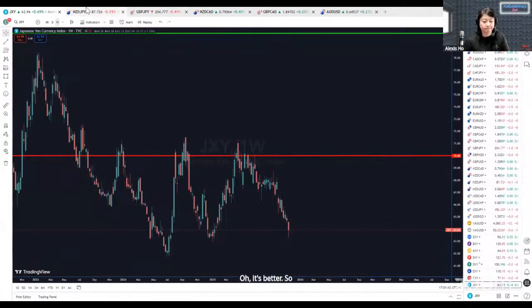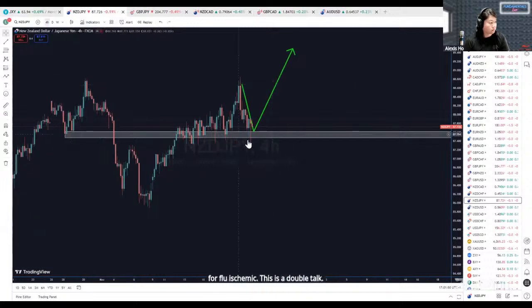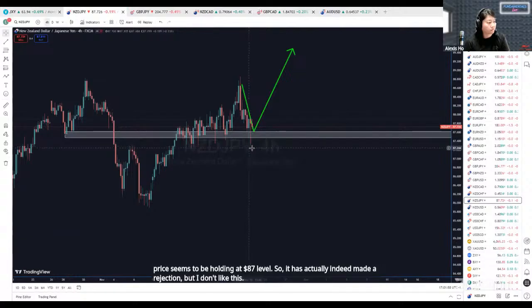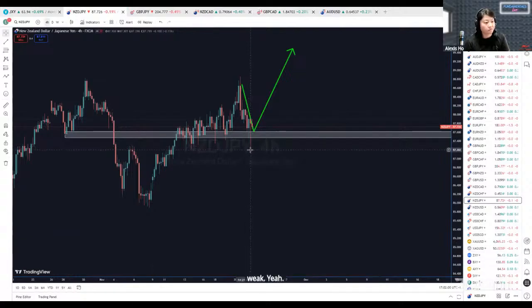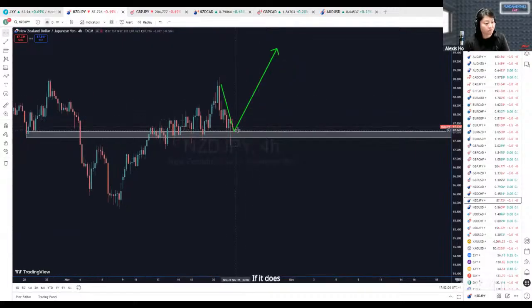So that being said, what I'm prepared to trade for the following week is Kiwi yen. Now, this is a double top, but price seems to be holding at this $87 level. So it has indeed made a rejection, but I don't like this wick. It's not a clean wick for me. So what I would like to see is price come and test this level again and give me a very strong bullish candle before I attempt to take this trade.